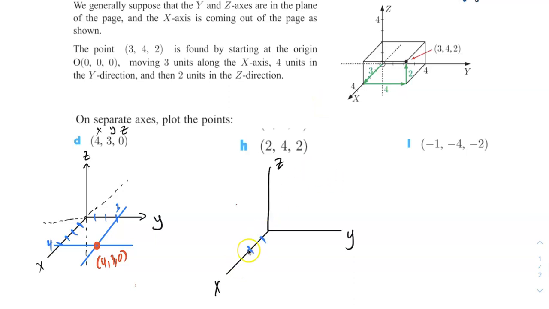And then I'm going to go 4 on my Y. So from this spot, I'm going to go 1, 2, 3, 4 on my Y. So 1, 2, 3, 4 about. So now we're here. So again, from this spot, we went 2 on our X, and then from that spot, we went 4 on our Y. And then I've got to go 2 on my Z.